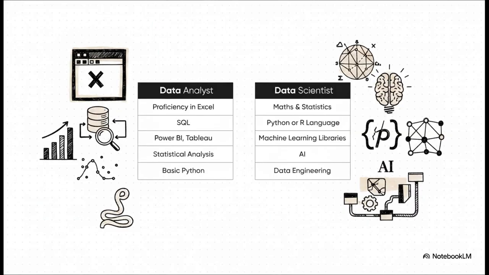When you compare their core skills directly, it's night and day. The analyst's toolbelt is heavily focused on proficiency in Excel, SQL, statistical analysis, a bit of basic Python, and visualization tools like Power BI or Tableau. The data scientist, on the other hand, needs a completely different, heavily mathematical foundation. We're talking advanced math, complex statistics, hardcore programming in Python or R, and deep knowledge of machine learning and AI.